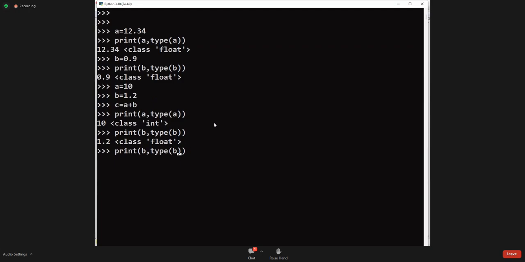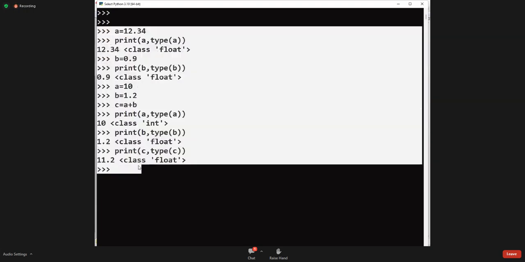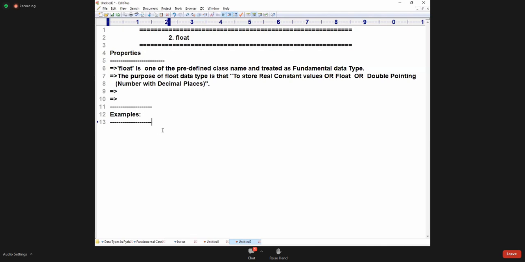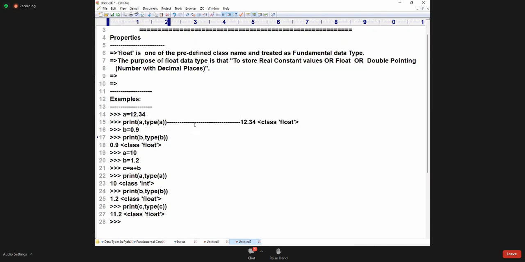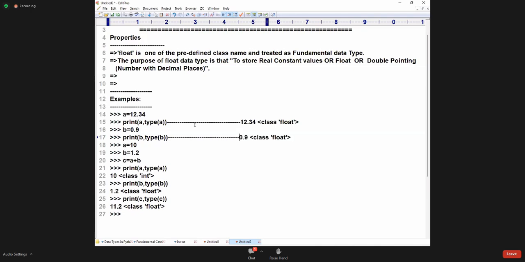That is what I'm expecting from you. 10 plus 1.2 is 11.2. C type is float. I will write C comma type of C. Float. Good. Online students are nicely giving answers. 11.2. Able to get it? Very good. Up to this is one level of explanation that you understood well. Now, the right side, left side Python instructions; on the right side I am taking outputs.